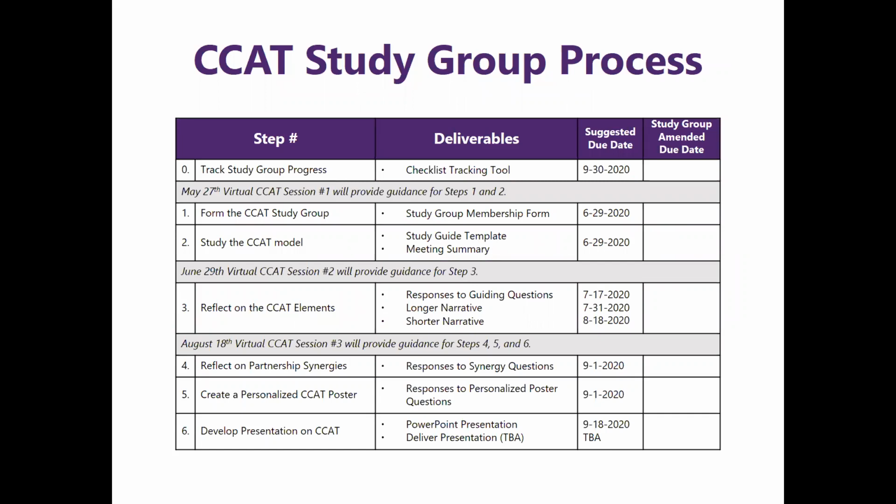The CCAT study group process is intended to be completed in a collaborative, multi-stepped manner. With this orientation video, we are only discussing the initial steps of the process. Steps 0 and 1 are managerial in nature and will be completed by the co-facilitators. All of the other steps are intended to be completed by the study group in a shared approach.